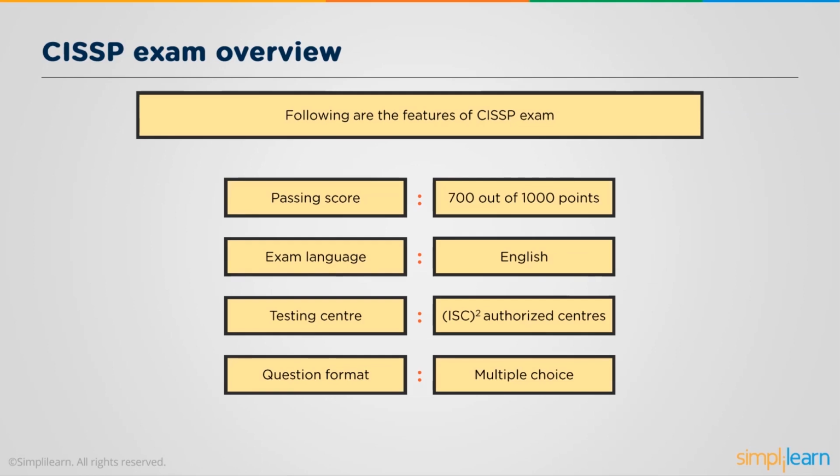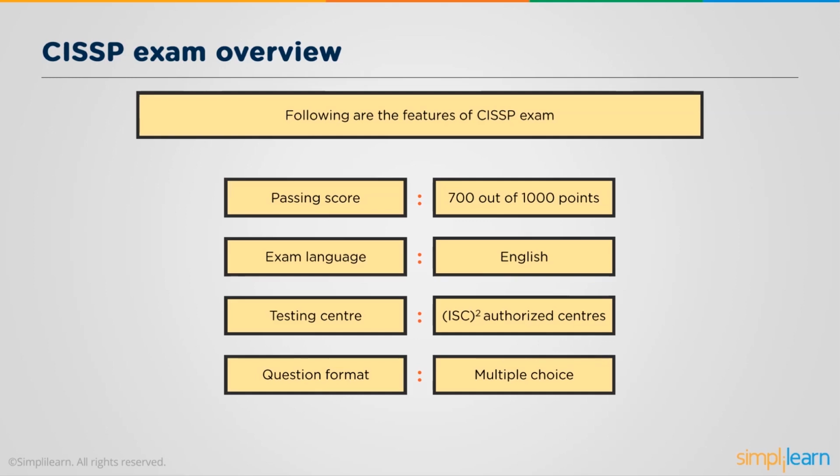Exam language is English. Testing centers, there are ISC Square authorized centers where you need to book that exam. There's a huge process that you have to follow too, where you go for the exam itself. So once you have registered on the ISC Square portal and you purchase the voucher, they will give you a list of centers in your vicinity that you can look into. They'll give you a calendar to give you the possible dates that you can attempt the exam on. Select the center, select the date. Reach the center at least half an hour before the scheduled time.